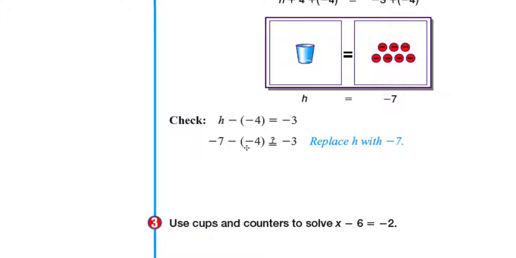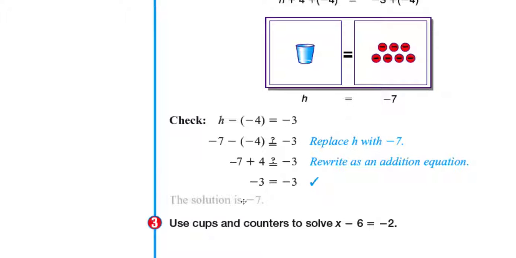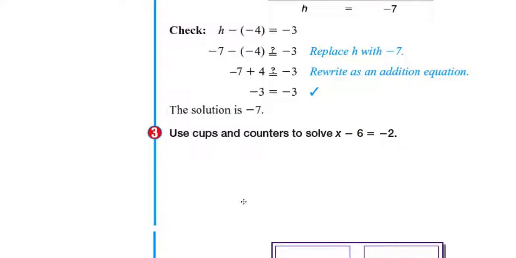So negative 7 minus negative 4 is equal to negative 3. Make it into an addition statement. This becomes negative 7 plus 4. Is it equal to negative 3? And indeed it is. So we've checked our solution to be correct at negative 7. Okay? Let's take a look at example number 3 and see how this works.